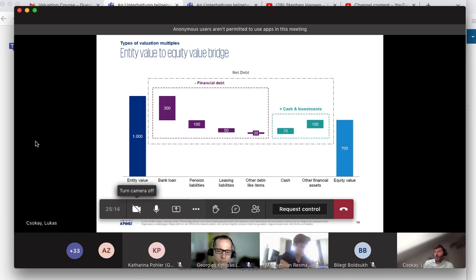You could go to the annual report, for example, of your company, and then you have to identify all the financial liabilities, the interest-bearing liabilities, basically. And all of those would go into your financial debt. So, for example, bank loans, pension liabilities, leasing liabilities, and sometimes we have also other debt-like items.